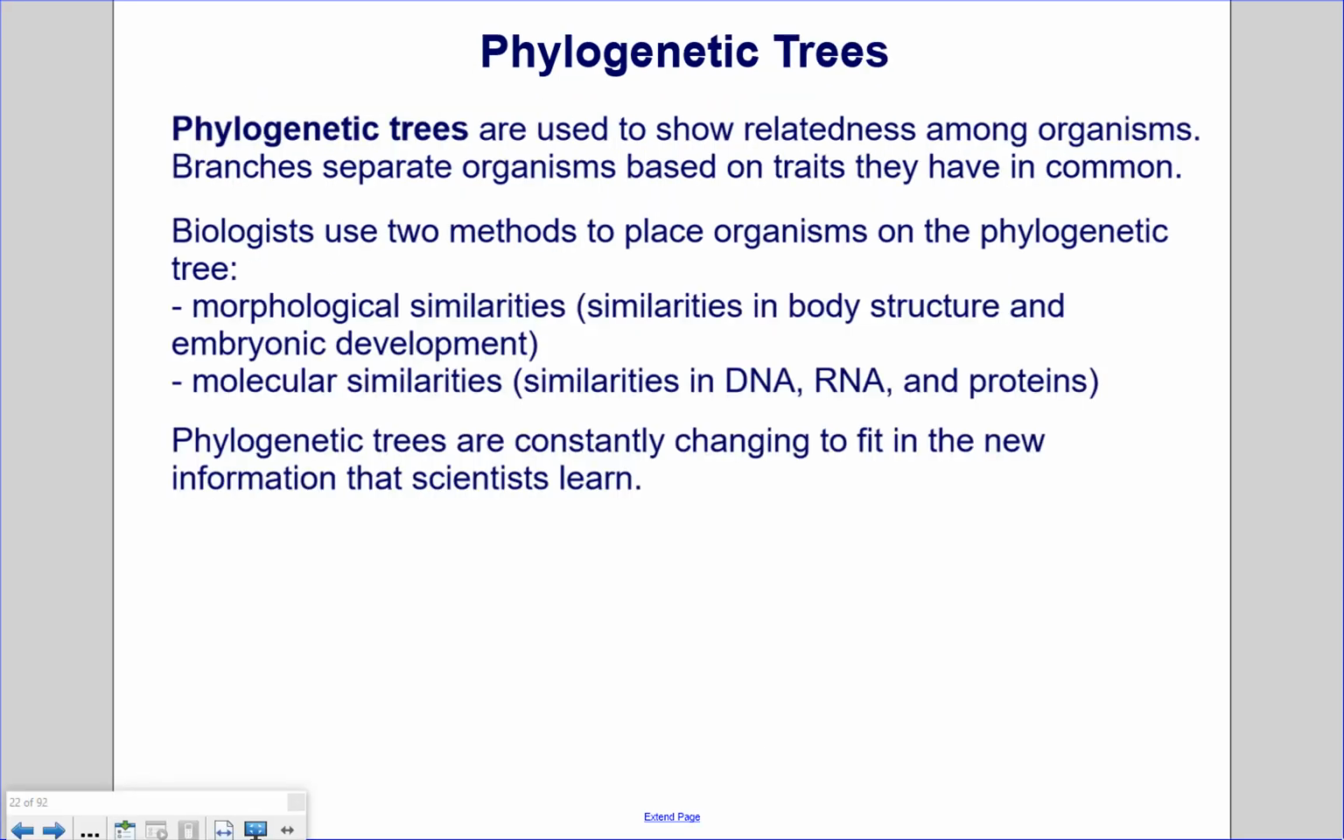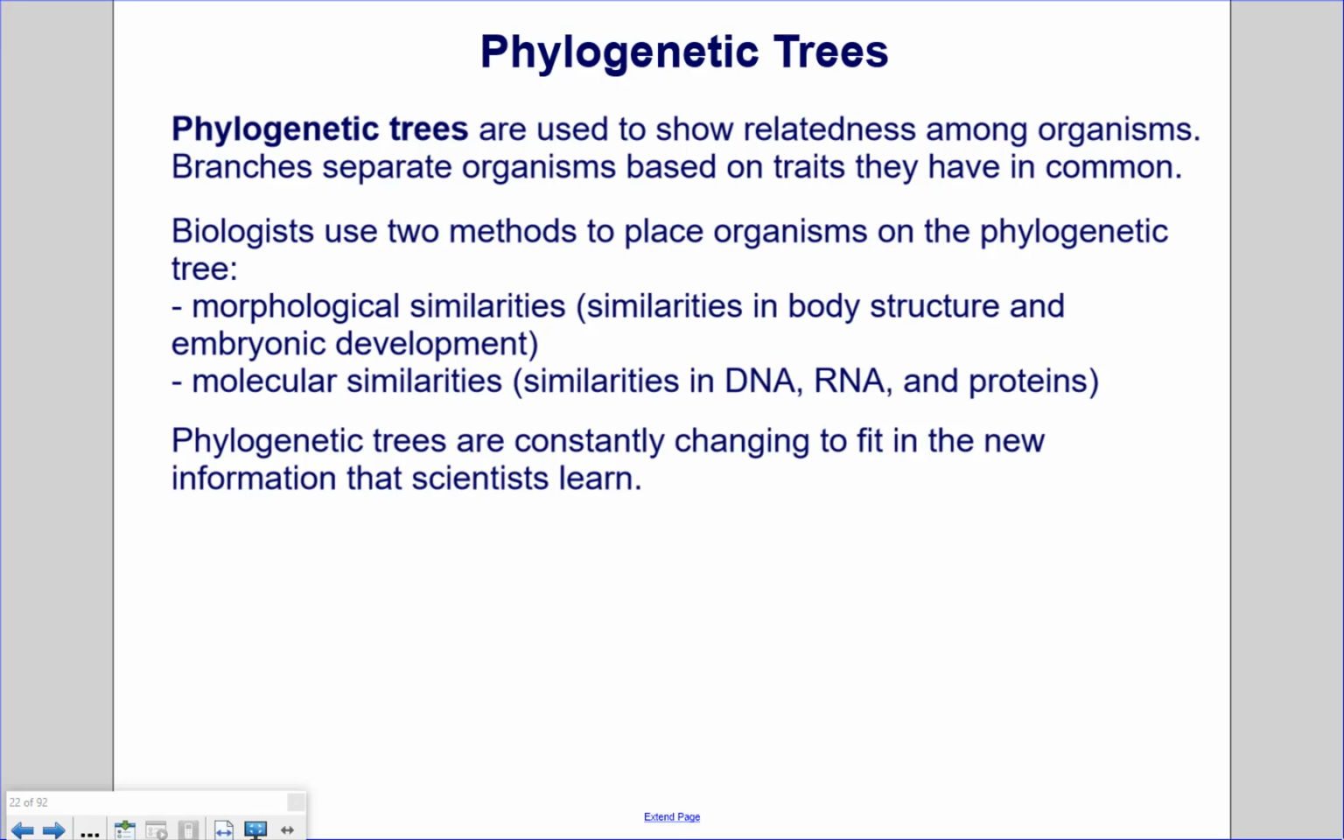Phylogenetic trees. Phylogenetic trees are used to show relatedness amongst organisms. Branches separate organisms based on traits they have in common. Biologists use two methods to place organisms on the phylogenetic tree.